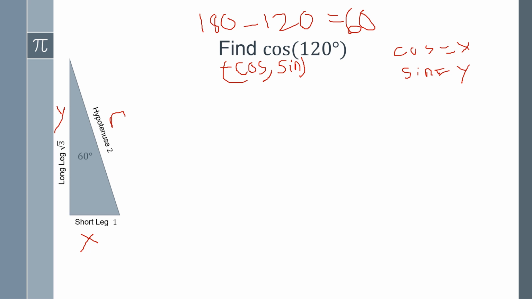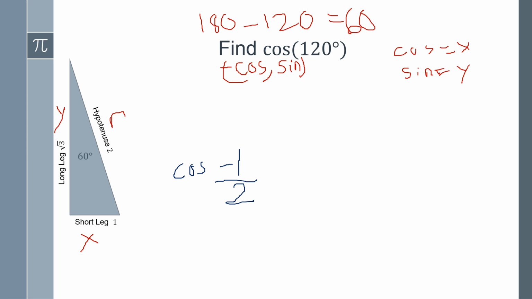But cosine is adjacent, which we know is x, so it's going to be 1. But remember, because it's in quadrant 2, it's negative, so cosine is going to be negative 1. And then your hypotenuse is going to be 2. That's always going to remain positive. Your r is always positive. So guess what? 1 over 2.